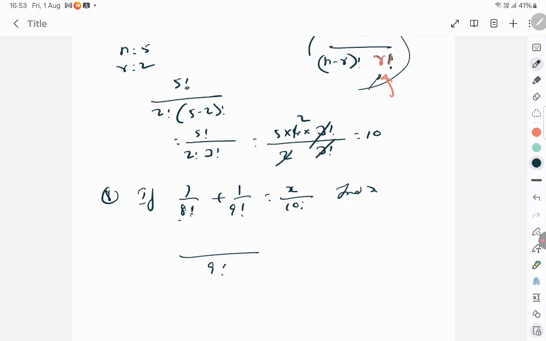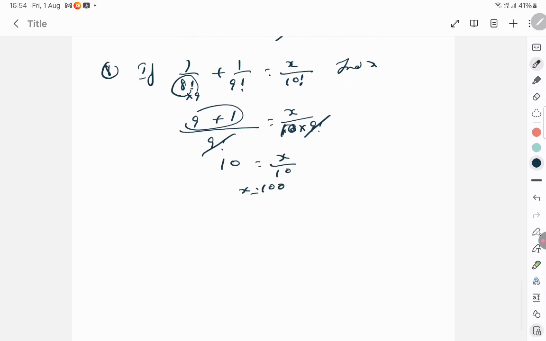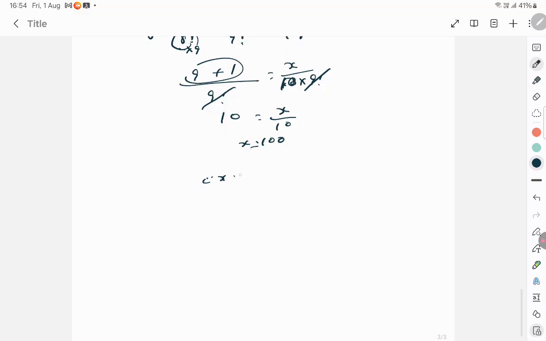So I can keep it as 9 factorial, which means this starts with 8 into 7 into 6 into. So I should multiply this with a 9. This starts with a 9 factorial. So then on the numerator I can write 9. And this is perfect. So then it's plus 1 is equal to x by 10 factorial. Write the 10 factorial as 10 into 9 factorial, so that 9 factorial gets cancelled. This itself will be 10 is equal to x by 10, so x is equal to 100. So let's go to next sum, exercise 7.2.